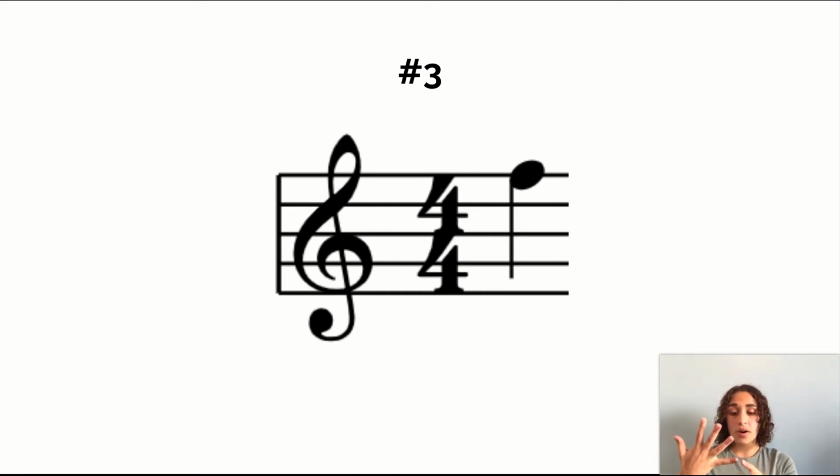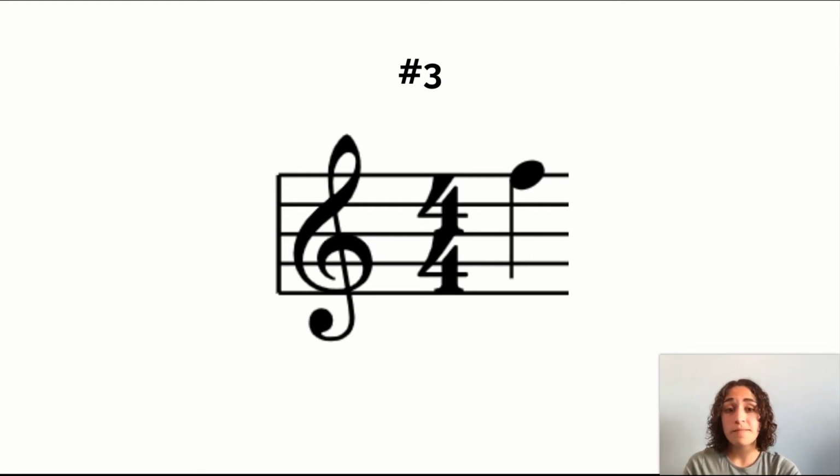And all together now, elephants got big, dirty feet. We go all the way up because it's on the very top line. Feet starts with the letter F, which means that this note is called an F.